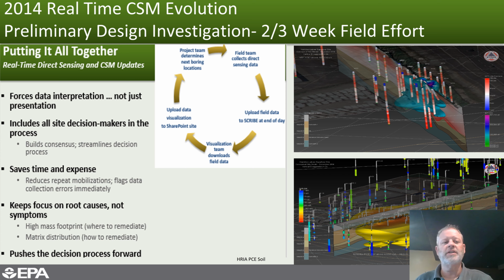And that can really compress the time frame for getting consensus on what the data means, and it also helps us with cutting out repeat mobilizations and things of that nature, and focuses on the root causes and not the symptoms of the problem. In other words, focusing on the high mass footprint, which ultimately is the problem for the remaining groundwater plume, which they've been monitoring for a number of years, and really pushing that decision process forward, compressing it from multiple years of investigation to just a short time frame to make decisions on remedies.